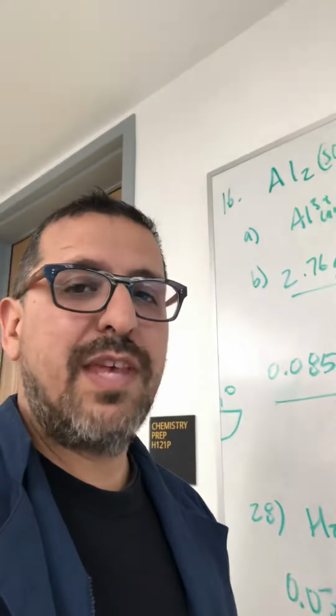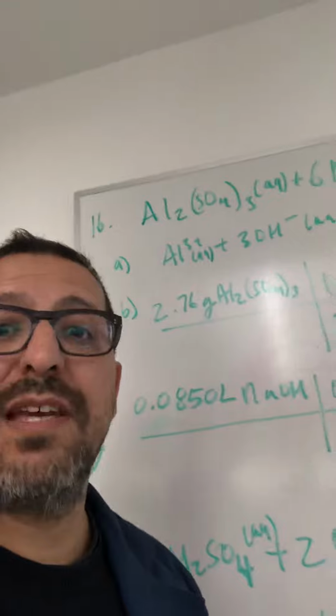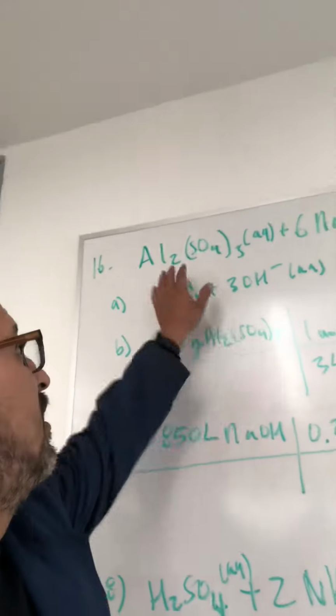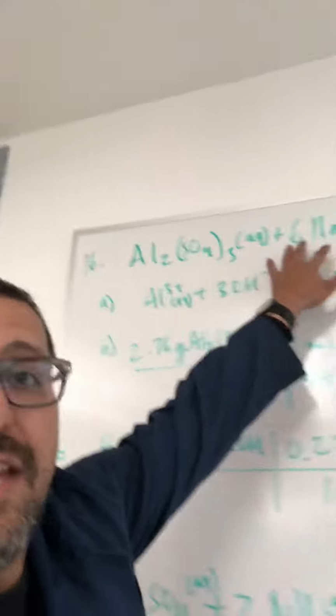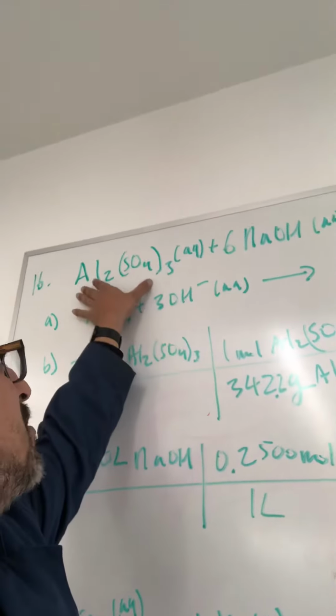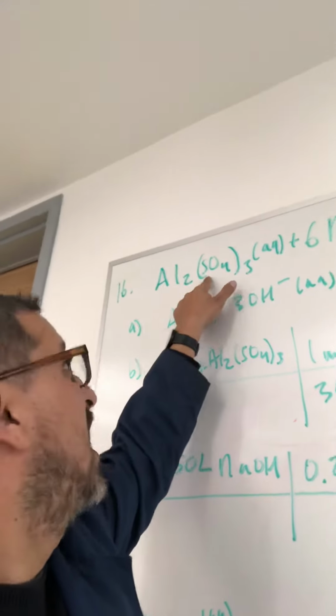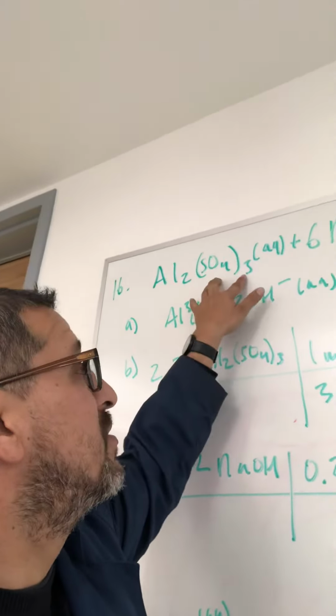All right, let's go over that practice test. The first thing to do is we've got to balance out the equation here. So we have aluminum sulfate and sodium hydroxide here. First thing, remembering that aluminum has a +3 charge, sulfate has a -2 charge, and there has to be 2 of those and 3 of those.